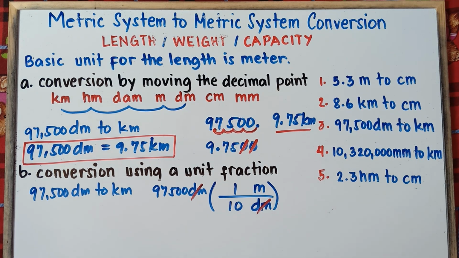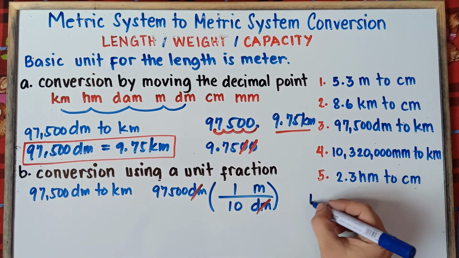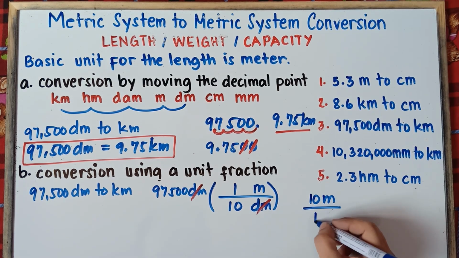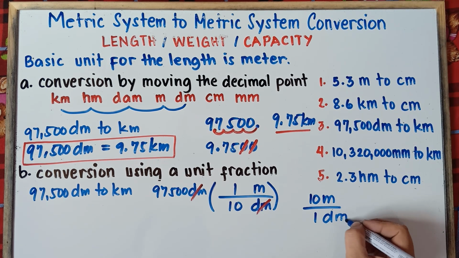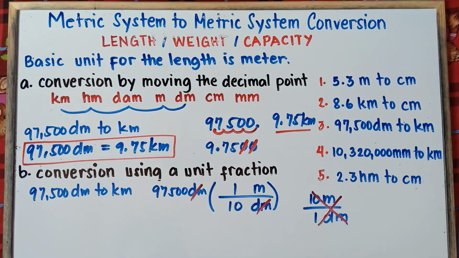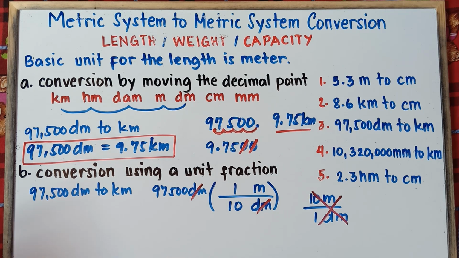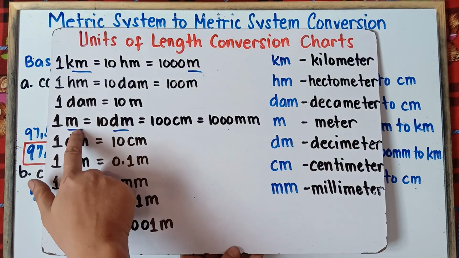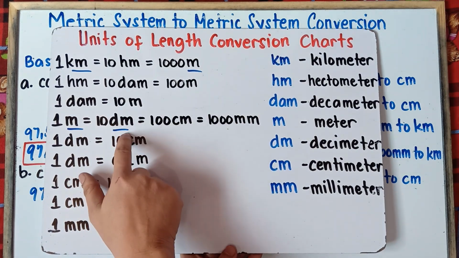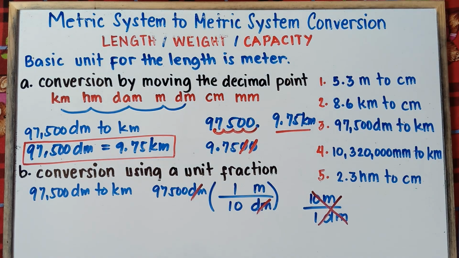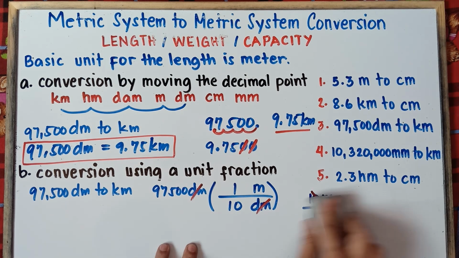Be careful, class, in writing the conversion. You cannot write 10 meters is equal to 1 decimeter. Nope, you will commit a mistake, class. This is wrong. Always check the conversion charts. 1 meter is equivalent to 10 decimeters.